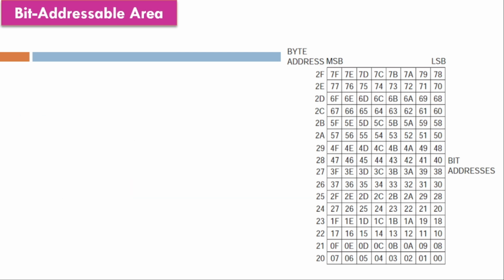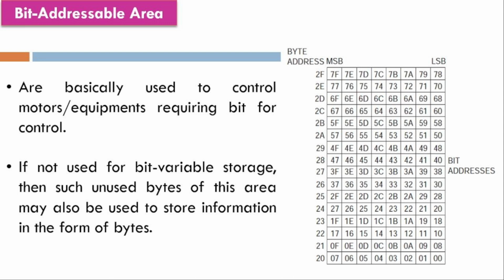The bit addressable area is basically used to control motors or equipment requiring bits for control. If not used for bit variable storage, then such unused bytes of this area may also be used to store information in the form of bytes.